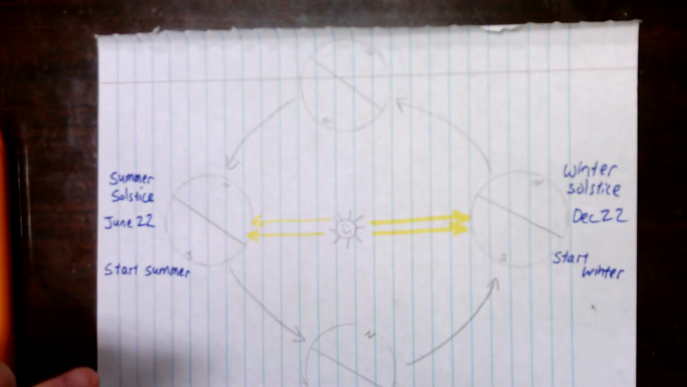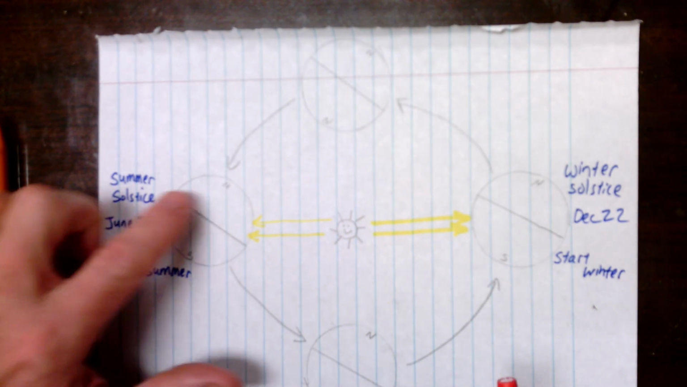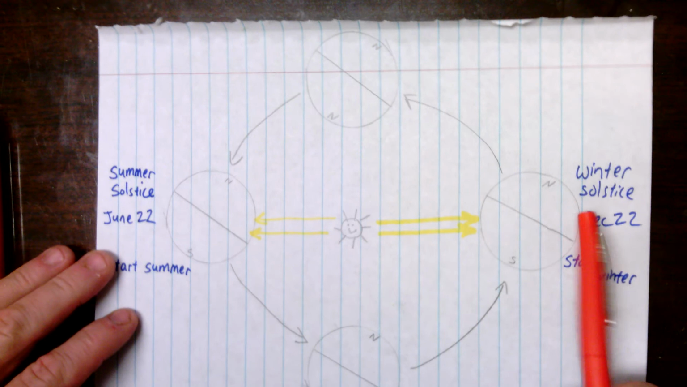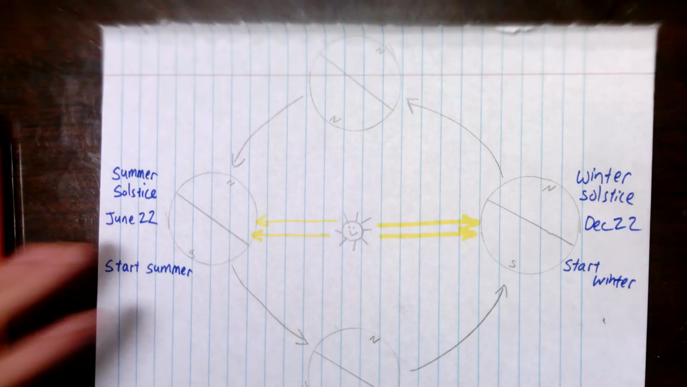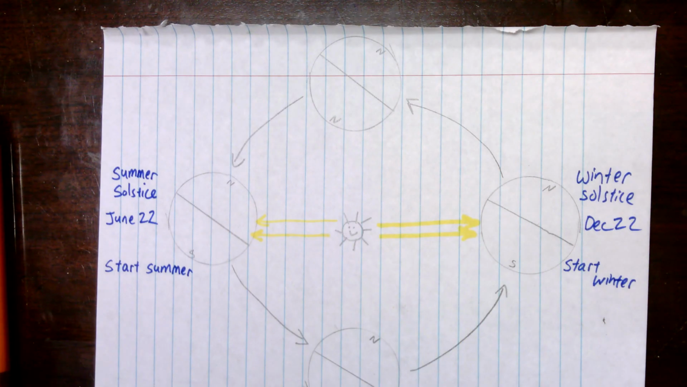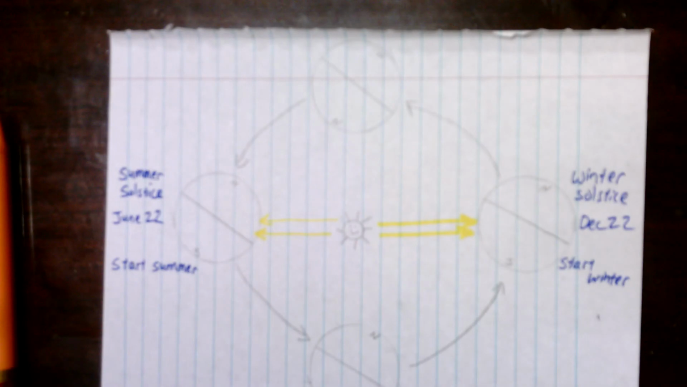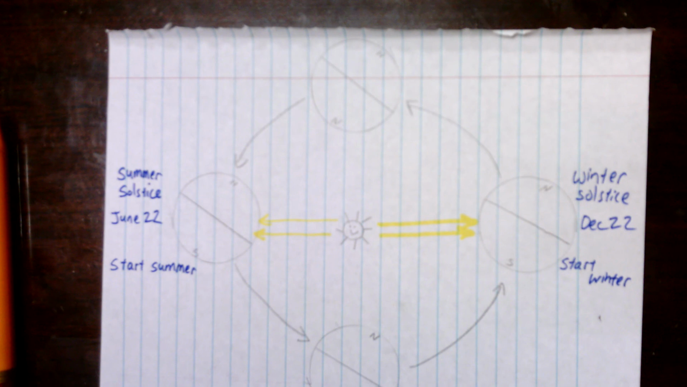So summer is when we are tilted towards the sun the most. Winter starts when we're tilted towards the sun the least, which makes sense. If we're pointing away from the sun, we're getting less sunlight. It's going to start to be really cold because we're not getting much energy from the sun.